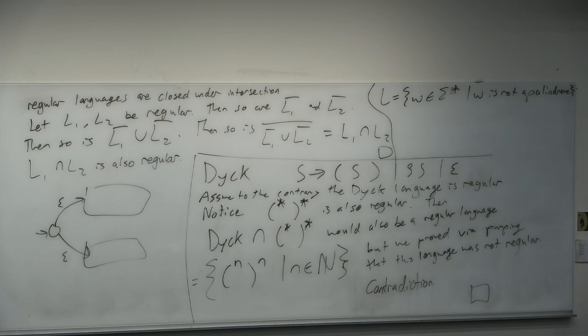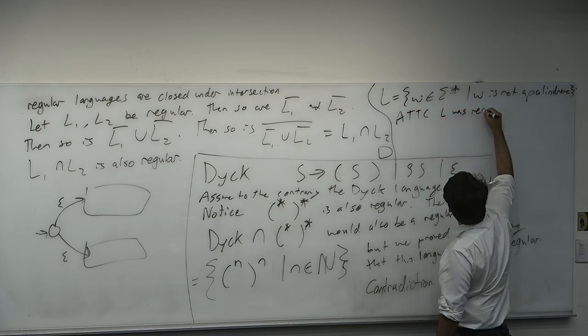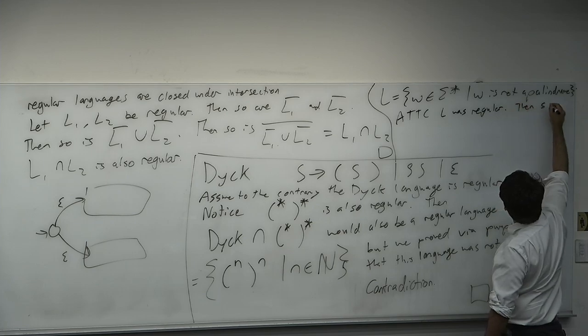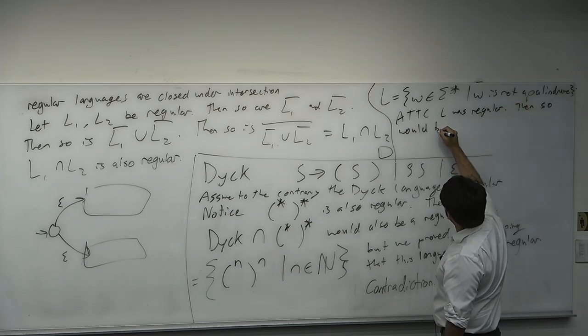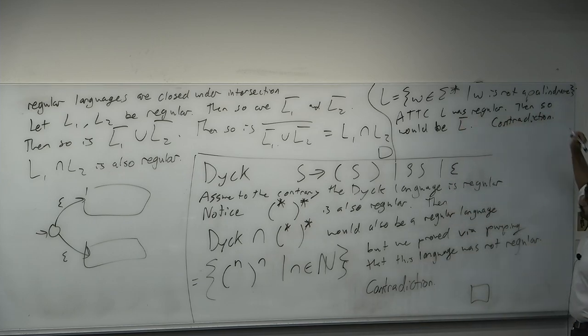Do we know that the set of palindromes is not regular? We proved it via pumping yesterday. Then you can say that this is the intersection of all languages with the complement of languages that are palindromes. Well, simpler than that, but yeah, that's basically the answer. Assume to the contrary, I'll write it out. Assume to the contrary, L was regular. Then so would be L complement, contradiction. What is L complement? Palindrome. Everything that isn't not a palindrome is a palindrome.